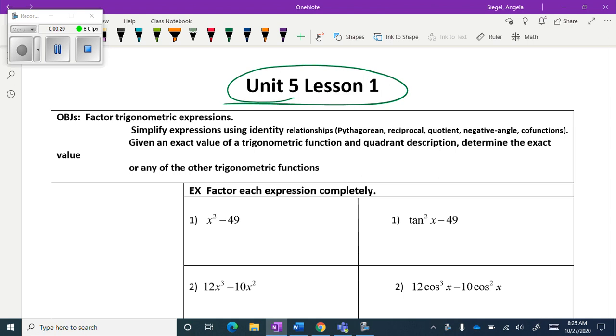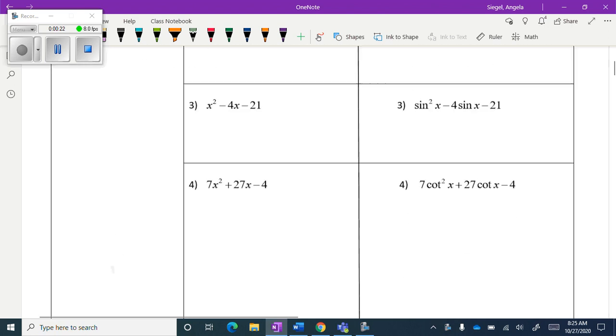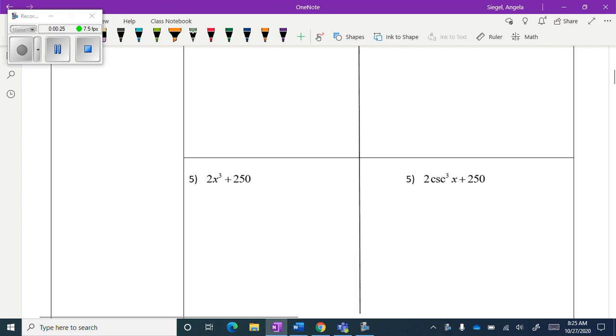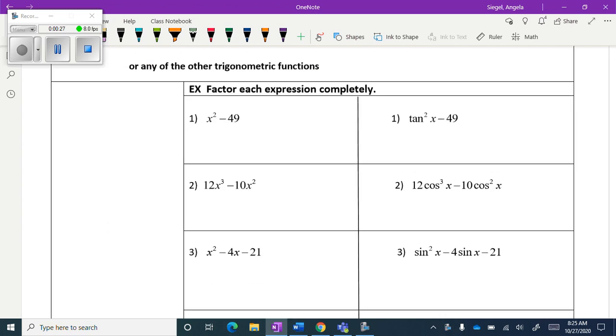So I want you to look at the following problems, and I want you to think about how you would factor these if you're in algebra. So get away from the trig, think more algebra here.